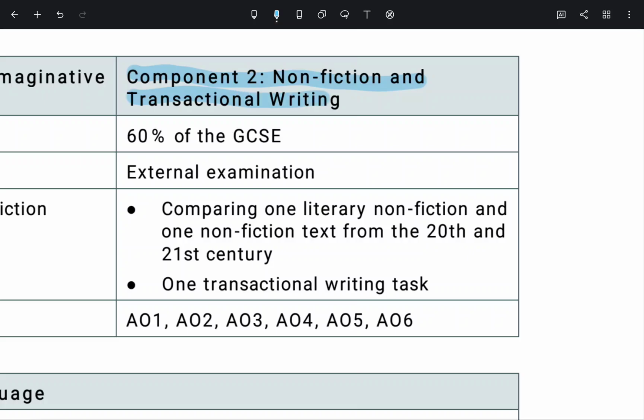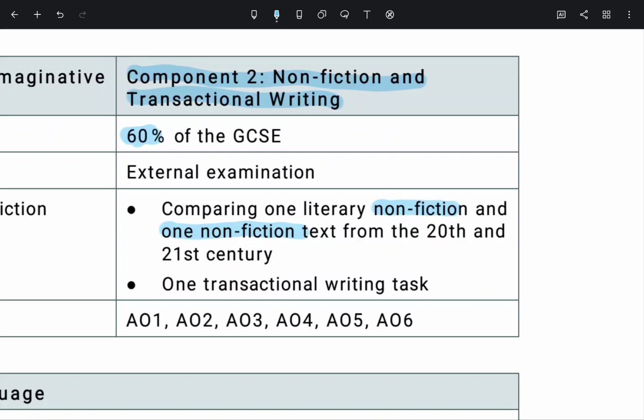As you can see, this paper is worth more than paper 1 or component 1. It's worth in fact 60% of your GCSE, and it is an external examination. What are some things you need to be aware of? You will be asked to compare one literary non-fiction text with another non-fiction text from the 20th and 21st century. You will also have one transactional writing task to do, so that's your 40 marker.